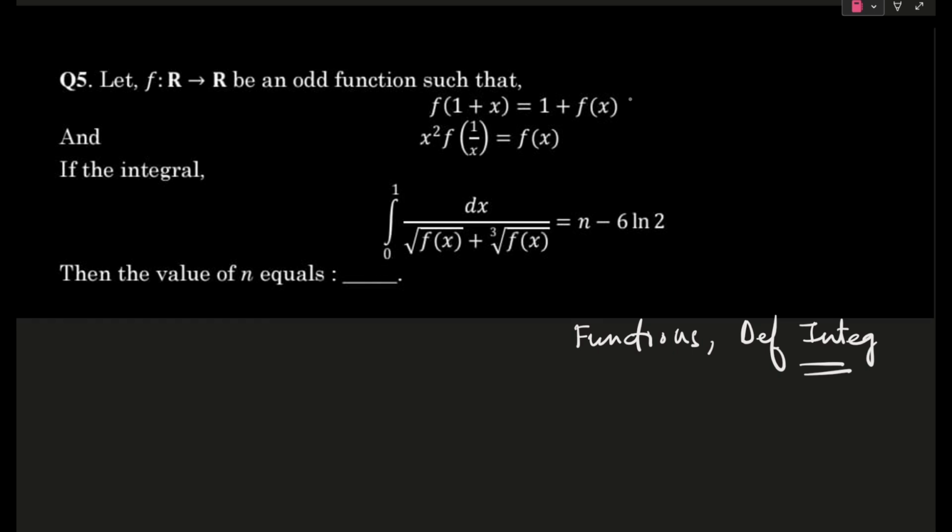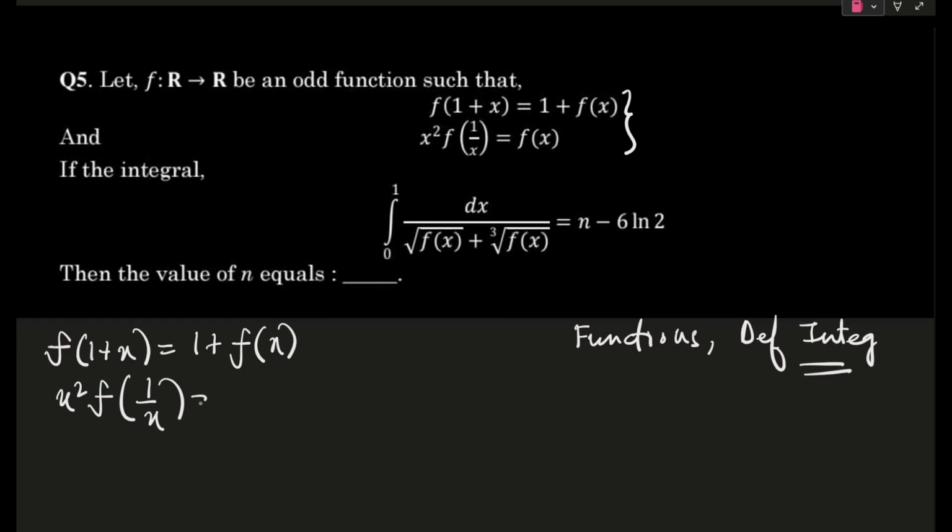So we are given two functional equations, f of 1 plus x equal to 1 plus f of x, and x square f of 1 by x equal to f of x. And if the integral 0 to 1 dx by root f of x plus f of x to the power 1 by 3 is equal to n minus 6 ln 2, then the value of n equals. So let's do one thing. If we write out our functional equations, f of 1 plus x equal to 1 plus f of x, and x square times f of 1 by x is equal to f of x.